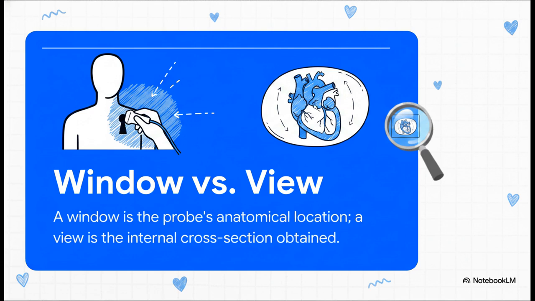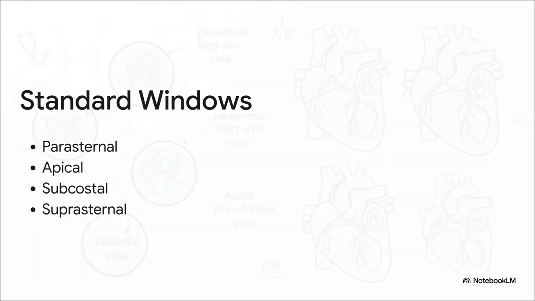It's like looking through a keyhole. The keyhole itself is your window, but the view is what you actually see inside the room, which totally changes depending on how you angle your eye. Make sense? To successfully evaluate the heart, we basically have a structural framework made up of 4 standard echocardiographic windows.